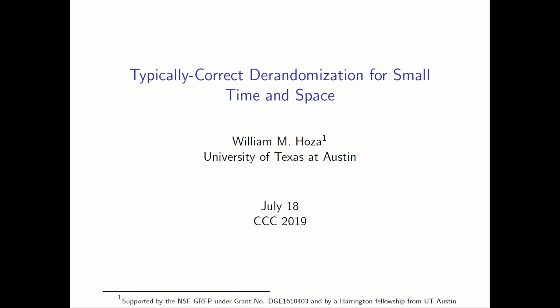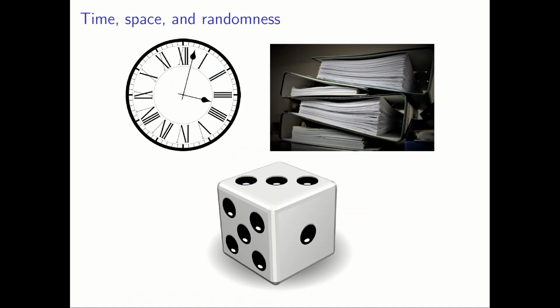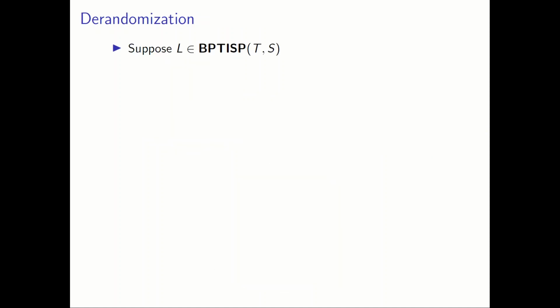Thanks for the introduction. The topic of this work is the relationship between three fundamental computational resources: time, space, and randomness. This is a pretty classic, well-studied topic. To be more specific, let's suppose some language L can be decided by a randomized algorithm that runs in time t and space s.